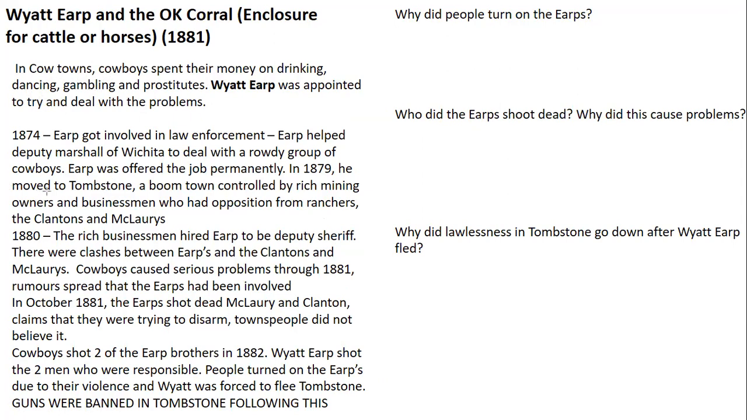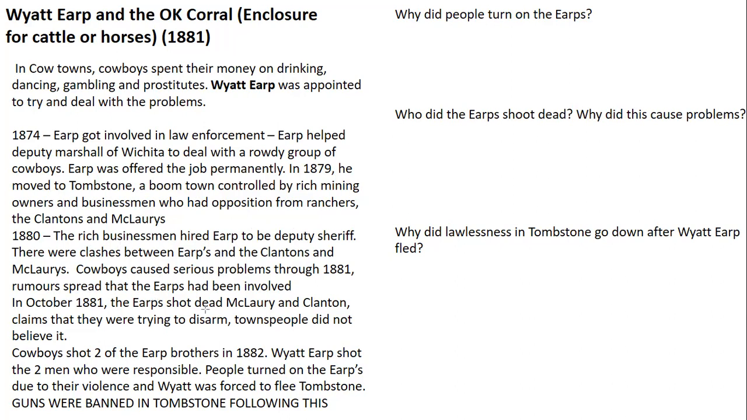In 1879, he moved to a place called Tombstone, which was a boom town created by rich mining owners and businessmen who had opposition from ranchers, the Clantons and McClorys. So the rich businessmen hired Earp to be deputy sheriff. There were clashes between the Earps and the Clantons and the McClorys. Cowboys caused serious problems and rumours spread that the Earps had been involved. So basically, it's another example where rich people were trying to control the law and order by appointing Wyatt Earp.